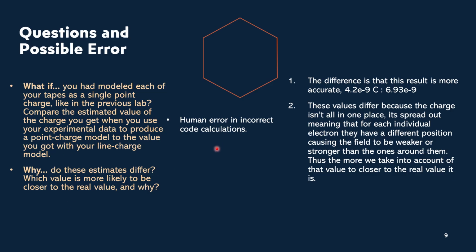Now, why do these values differ? The reason is that depending on the position of the electron, it will have a weaker or stronger effect than the ones around it. The more we take into account those small, minute differences in distance, the more accurate we get the total electric field when we add them all up. That's why integrating is so important in this scenario.